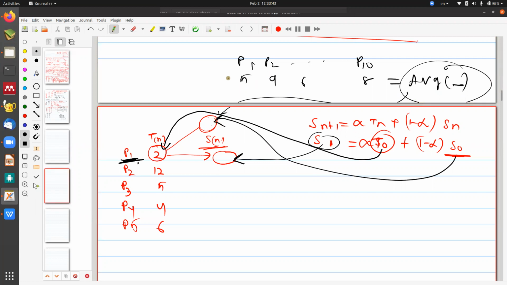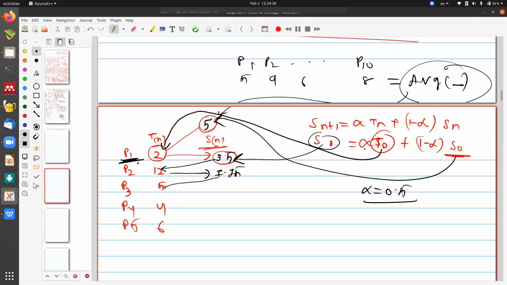Let's assume the initial predicted time is 5. Then 5 plus 2, and what is alpha? Alpha can usually be taken as 0.5, half probability from this and half from that. With alpha equal to 0.5, you can compute 0.5 into T0, which is 2, plus 0.5 into 5, which is 5 plus 2 by 2, that is 3.5. Again this 3.5 and this 12 will be added, so 12 plus 3.5 is 15.5, and by 2 it will become 7.75.